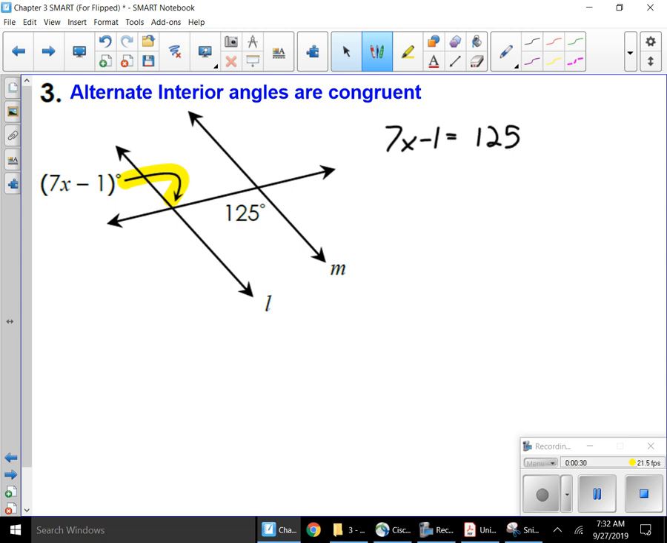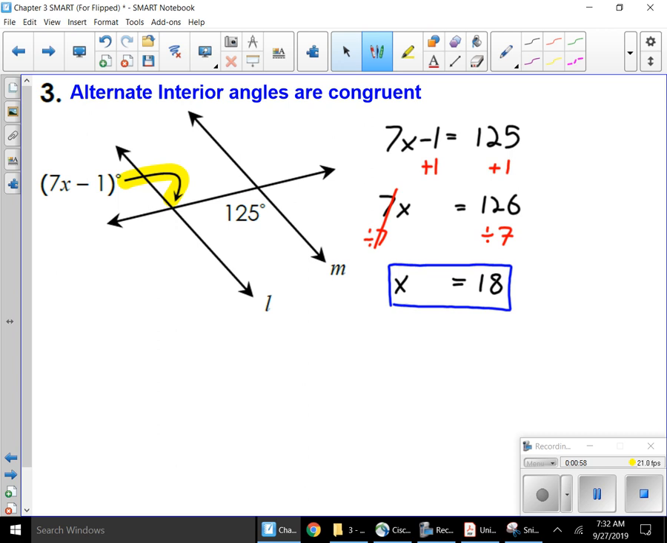Setting up the last of our quick and easy two-step equations here. To solve this, we add 1 to both sides. That will leave us with 7x equal to 126. And then dividing both sides by 7 gives us that x is 18. Once again, if you wanted to double check your work, you could substitute that 18 back into the original, and you would find that you get 125.